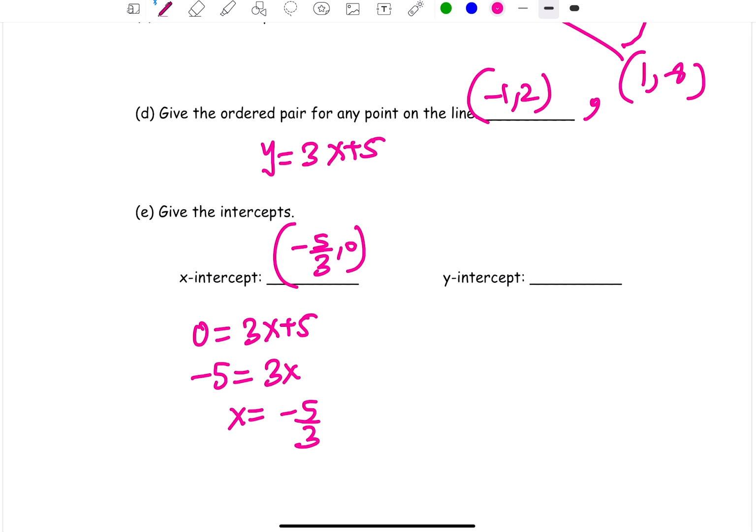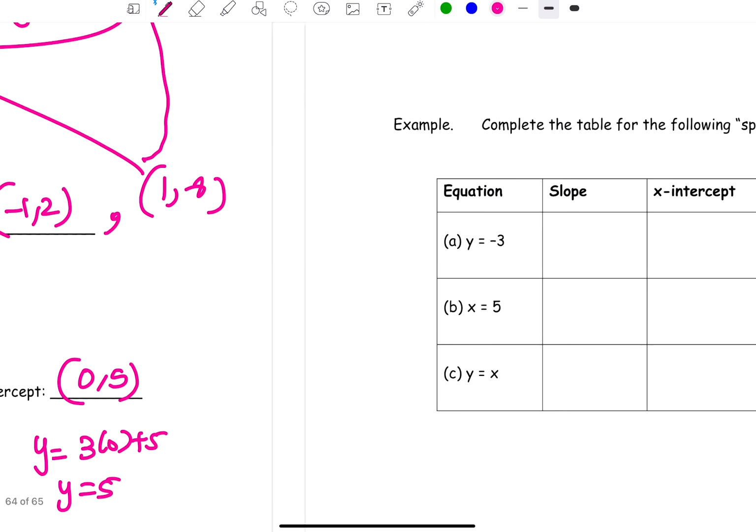And now to find the y-intercept, we can plug in x as 0. So 3 times 0 plus 5, y equals 5. So 0 comma 5 is the y-intercept in the coordinate pair form.